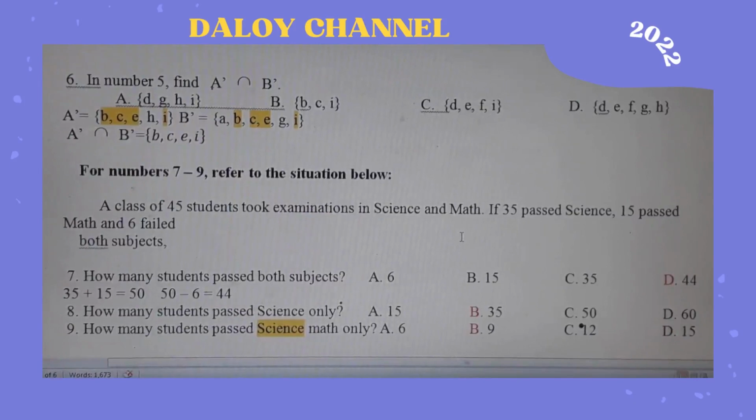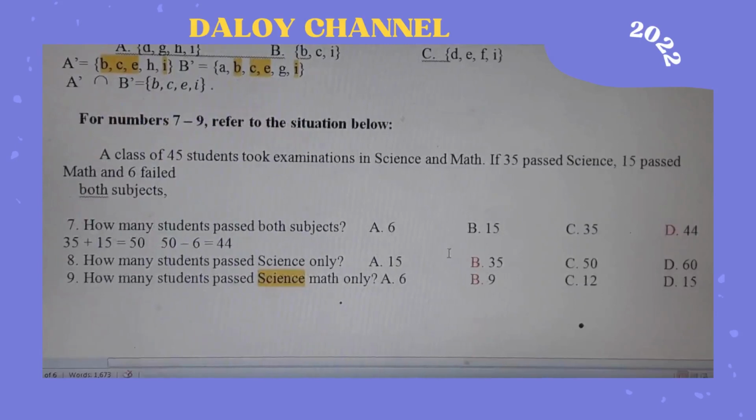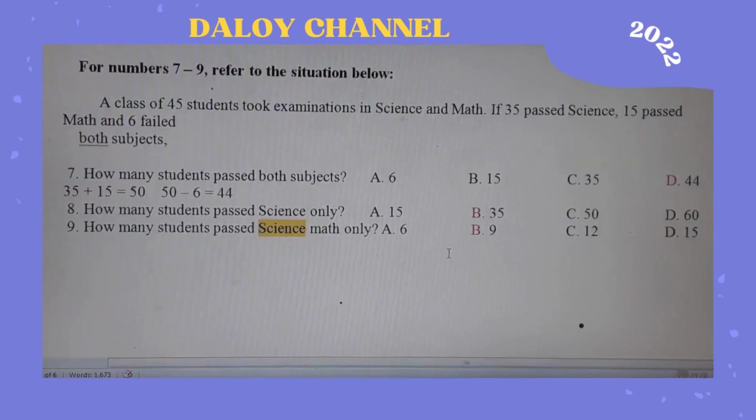For numbers 7 to 9, refer to the situation below. The class of 45 students took examinations in science and in math. If 35 passed in science and 15 passed in math, and 6 failed both subjects. Question number 7. How many students passed both subjects?